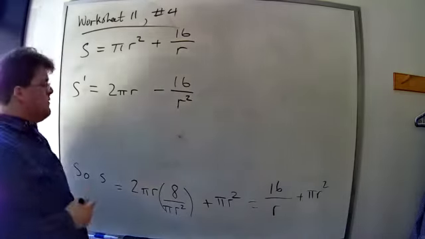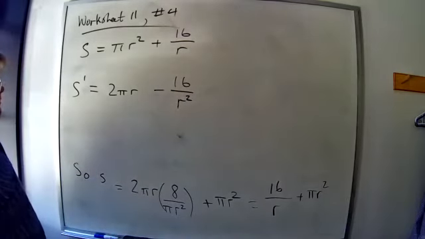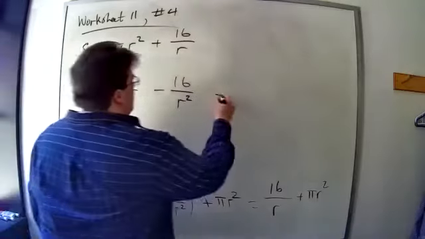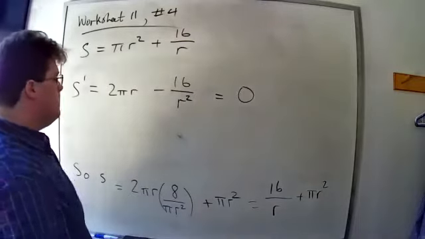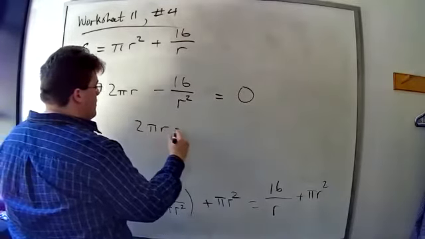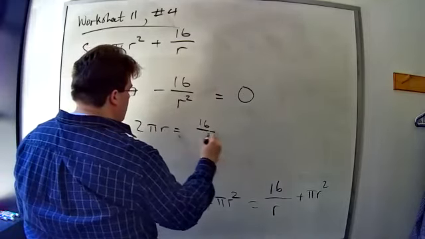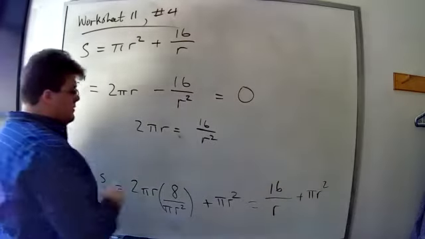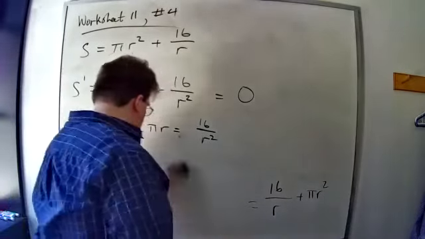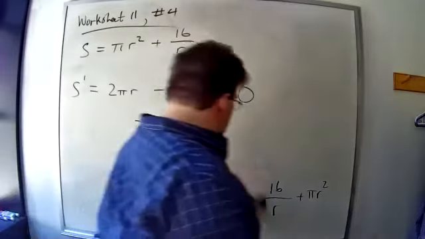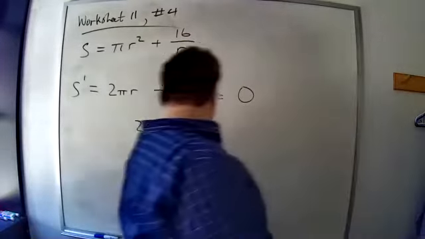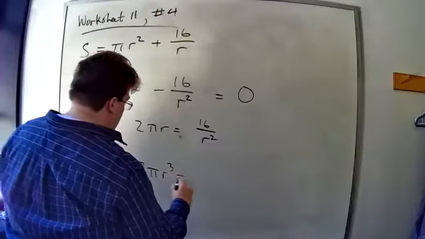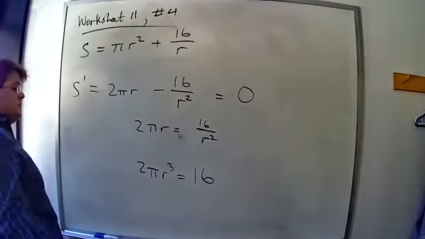We want where this is 0 and where it's undefined. Notice it's undefined when the radius equals 0, which isn't going to form a cylinder. So I'm not even going to consider that. We need to find where this is 0. When 2 pi r equals, bring the negative 16 over r squared to the other side. Solve this for r, and what do we get? Multiply both sides by r squared. 2 pi r cubed equals 16.